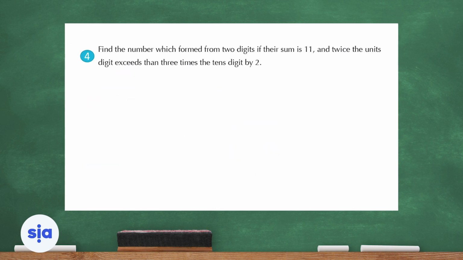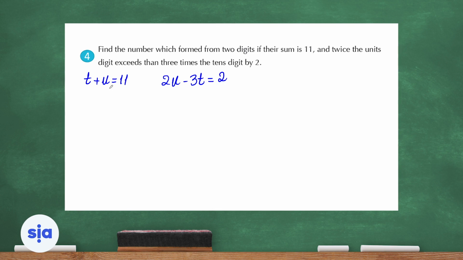Question number 4. Find the number which is formed from 2 digits if their sum is 11. So the 2 digits of the number, the tens and the units, their sum is 11. So I will write that the tens plus the units equal 11. Twice the units exceeds 3 times the tens by 2. So twice the units minus 3 times the tens equal 2. When you see exceeds by a number, this means that we subtract.